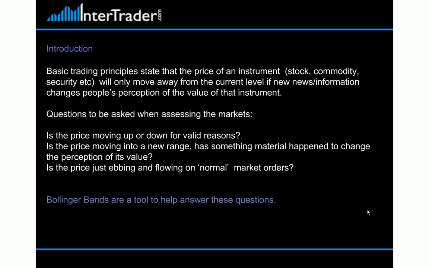So, the basics. The basic trading principles state that the price of an instrument, doesn't matter what it is, stock, commodity, security, anything that we have tradable data on, will only move away from the current level it's trading at if new market news or information changes the perceived value. So the questions we have to ask when assessing the markets are: is the price going up or down for valid reasons? Is the price moving into a new range? Has something material happened to change this? What is the perceived value? Is the price just ebbing and flowing with normal market orders? So the whole point really is understanding the markets that you trade.